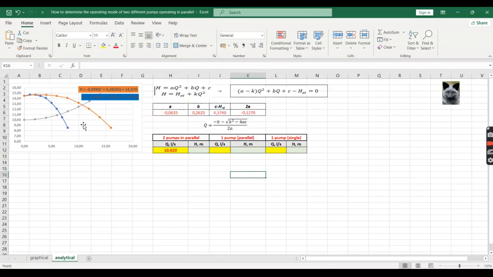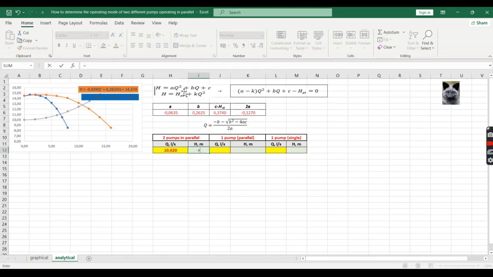where a simple check on the graph is enough to validate the result. Here is the intersect point, so it can be seen by eye that the approximate flow rate is between 10-11 liters per second, so 10.62 could be accepted as the correct value. So once we know the flow rate, there is absolutely no problem to find the system head.